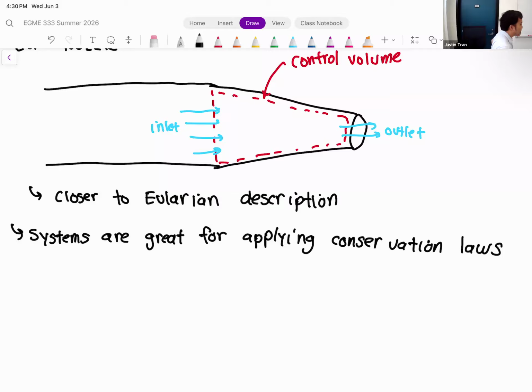That's just how they're defined, right? For this class, fluid mechanics is everything, but in the grand scheme of science in general, fluid mechanics only makes up a small portion. So it makes sense that our conservation laws were not derived with fluids in mind. So systems are great for applying conservation laws, whereas control volumes are a very natural and convenient way to analyze fluid flow.